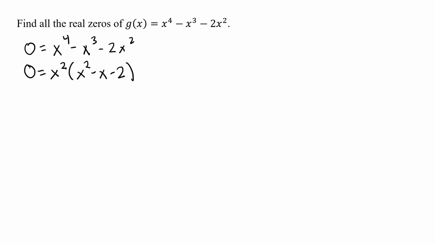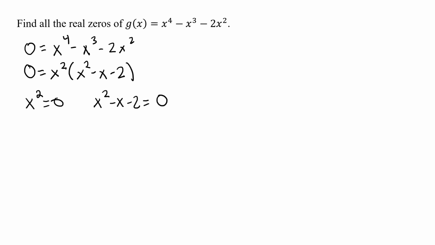And so the zero product property says that in order for an equation to equal 0 when two things are being multiplied, either one of those factors has to be 0. So we're going to set x squared equal to 0, and I'm going to set x squared minus x minus 2 equal to 0. I want to solve those.